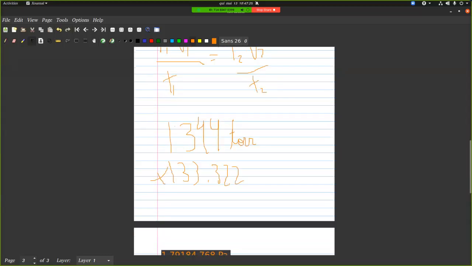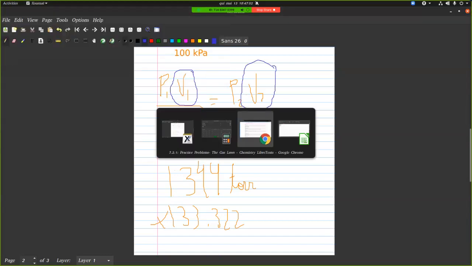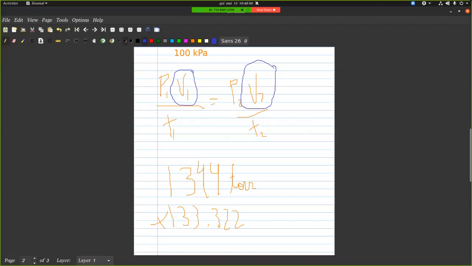If you pay enough attention, you know that P1V1 over T1 is equal to P2V2 over T2, but it doesn't give us the volume. So one of two things. First, it wants to find out the volume, but we know that it does not, because it says, what will be the pressure in the hot can? So not that. And the second thing is that it is isochoric, which means that the volume doesn't change. So it's constant, we don't need to write the constant.